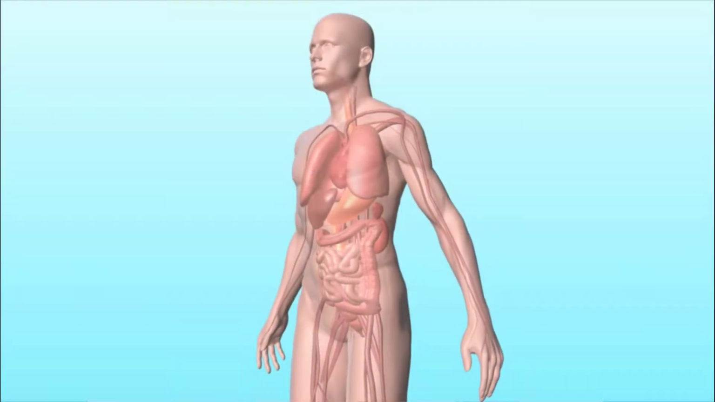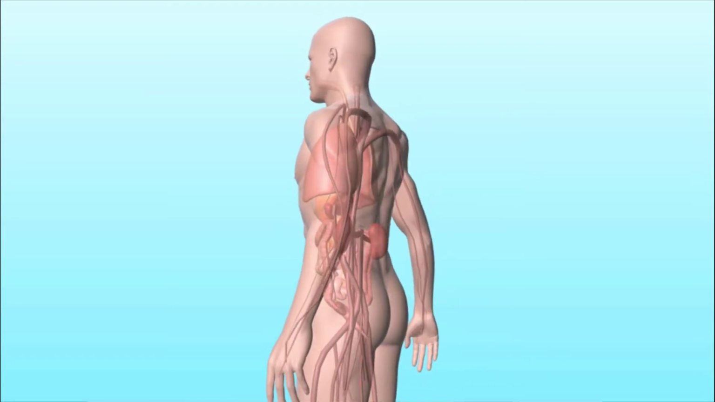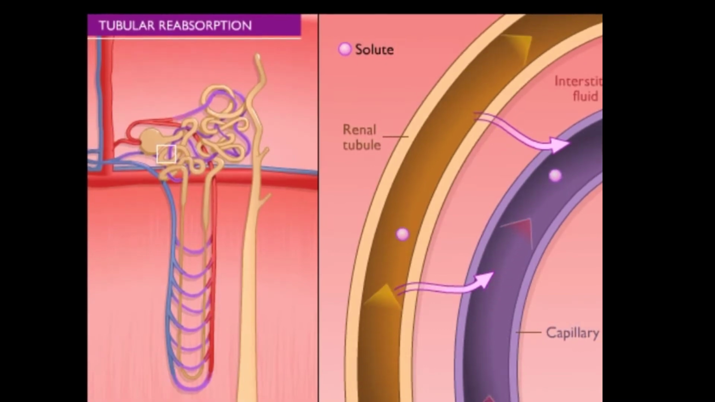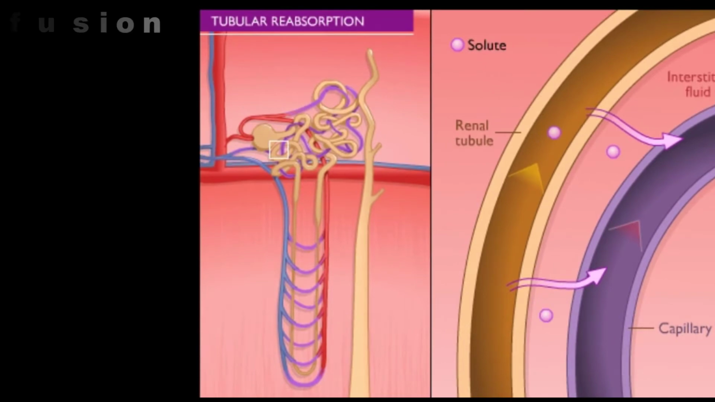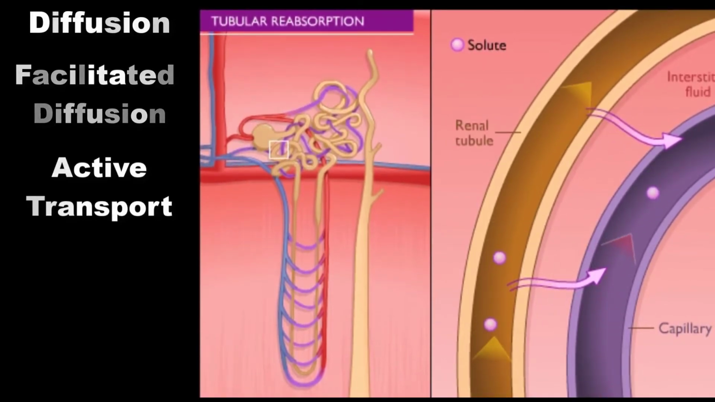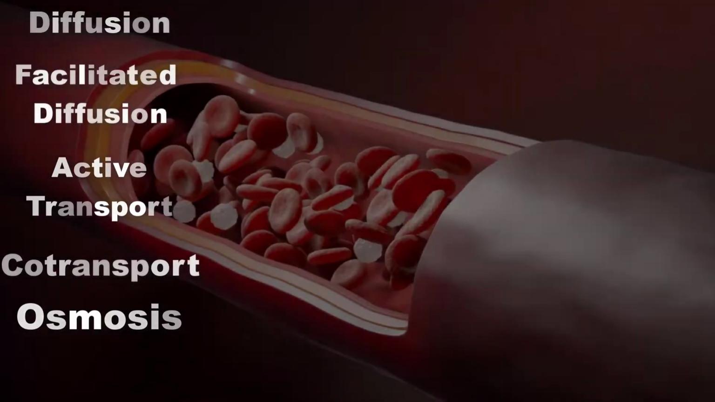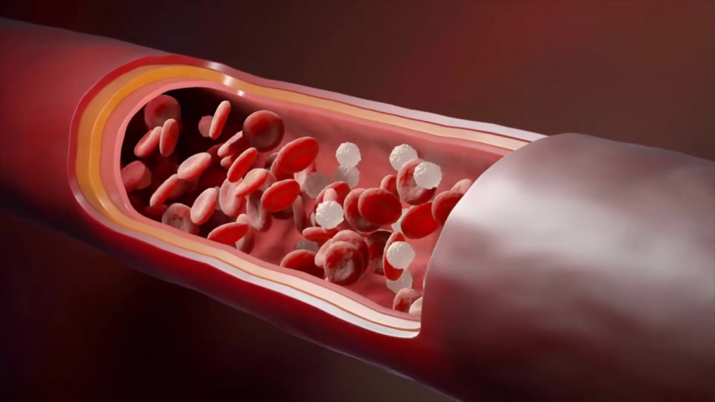In tubular reabsorption, useful substances are removed from the tubular fluid and returned to the blood. Solutes move across the tubule wall into the interstitial fluid by processes such as diffusion, facilitated diffusion, active transport, co-transport, and osmosis. The solutes readily enter the surrounding capillaries to return to the general circulation. Water follows the solute by osmosis.